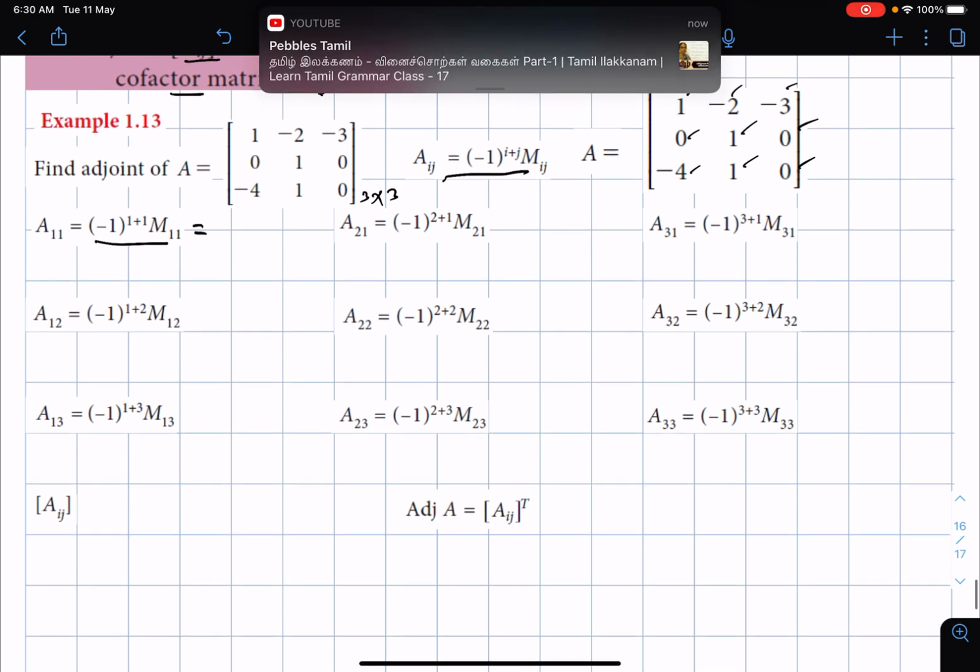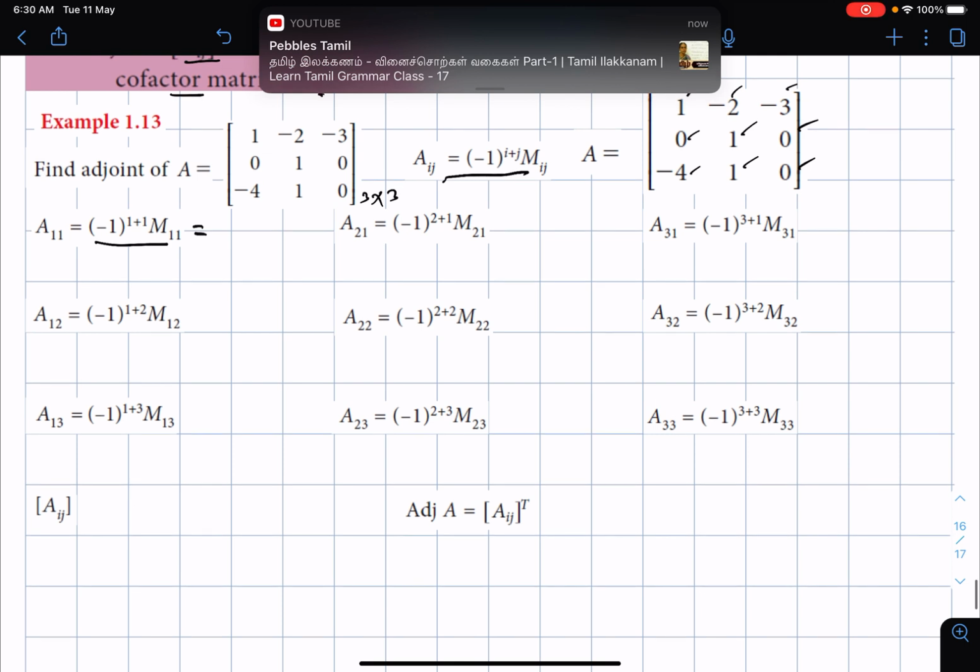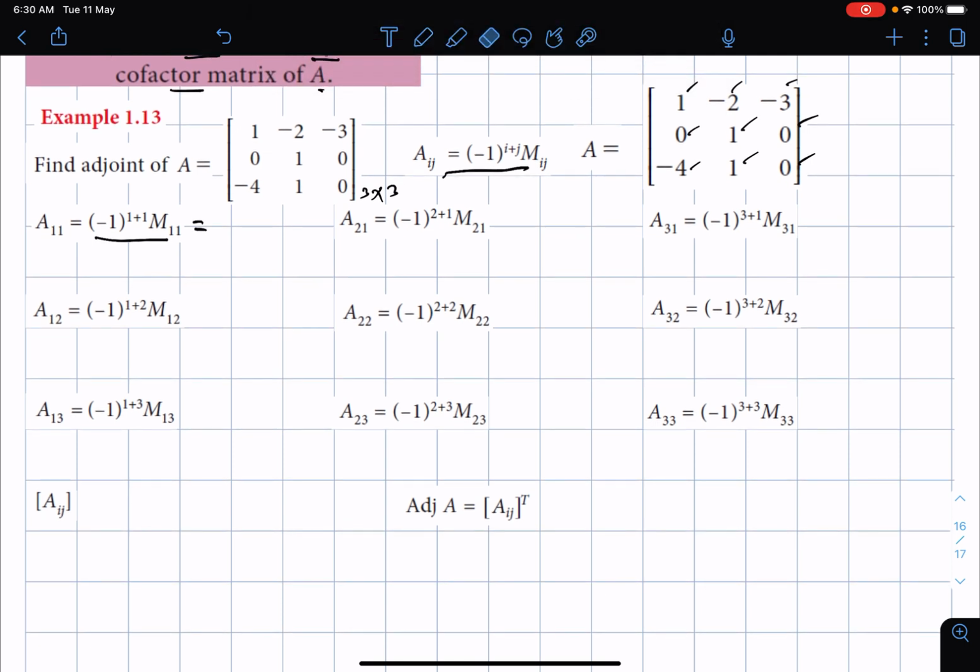First we are going to find M11. When you take M11, it is nothing but the first element in the first row. So you cancel out its row and column, and you get the determinant with entries 1, 0, 1, 0, which is equal to 0 into 0. It is going to be 0. For this the sign is plus, so nothing to worry. So you get 0.